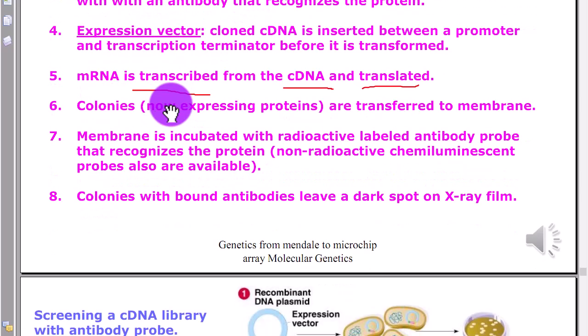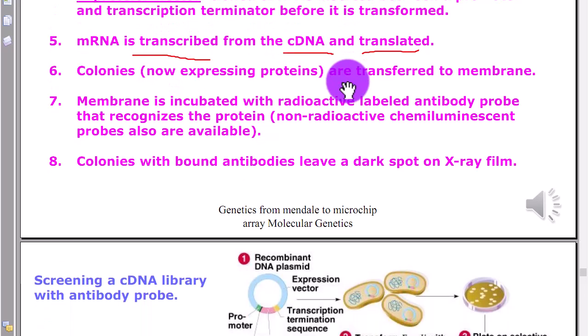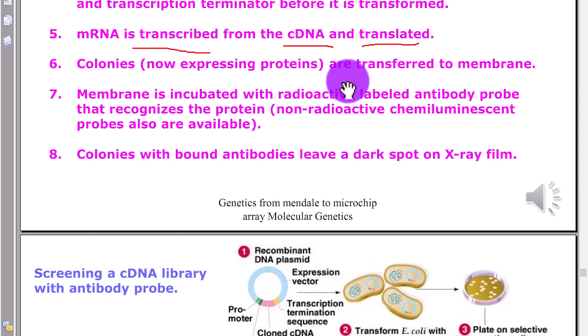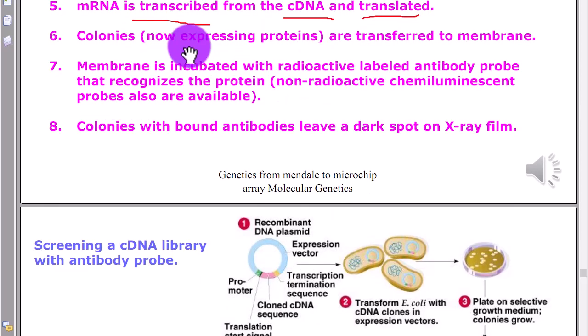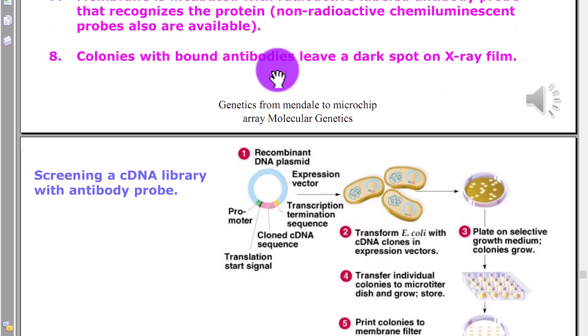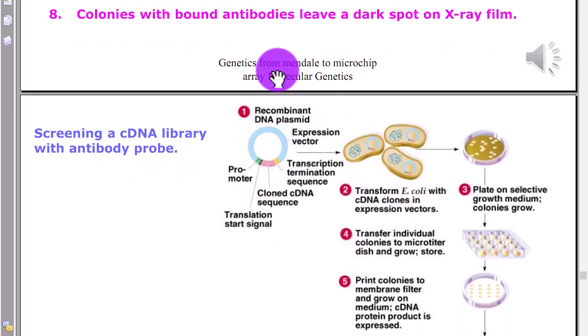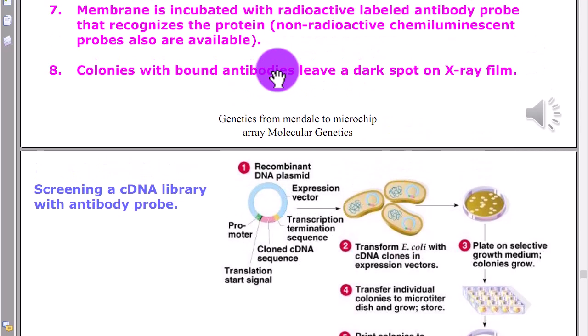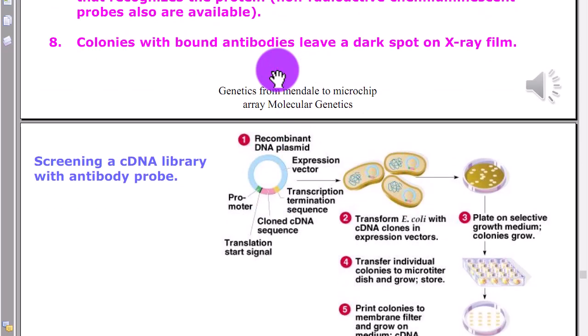Expression vector: the cloned complementary DNA is inserted between a promoter and a transcription terminator before it is transformed. Messenger RNA is transcribed from the complementary DNA and translated. Colonies now expressing protein are transferred to a membrane. The membrane is incubated with a radioactive labeled antibody probe that recognizes the protein. Non-radioactive chemiluminescent probes are also available. Colonies with bound antibodies leave a dark spot on X-ray film.